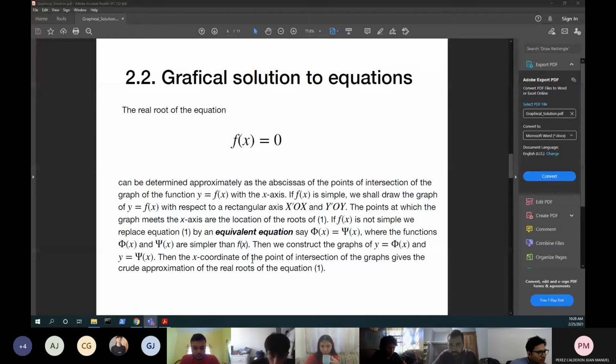Do you have any questions for this? Profe, en este caso, si separamos las dos ecuaciones, tendríamos dos raíces. No, only one root, because your root is where the two equations actually intersect.